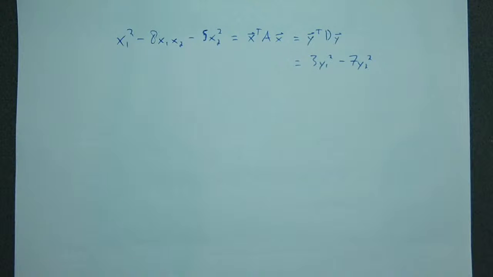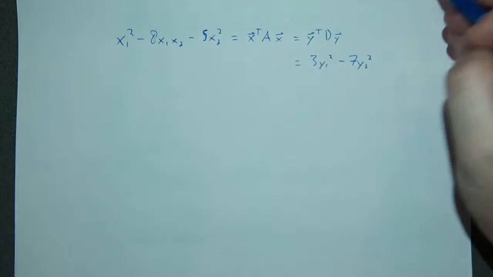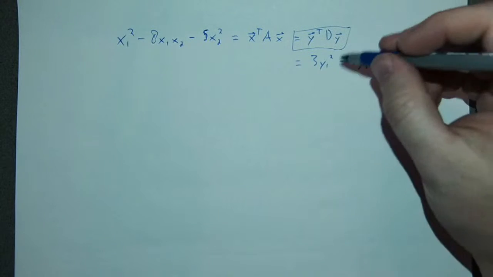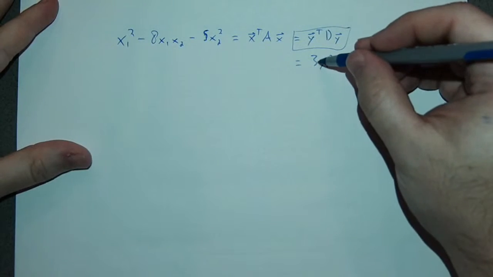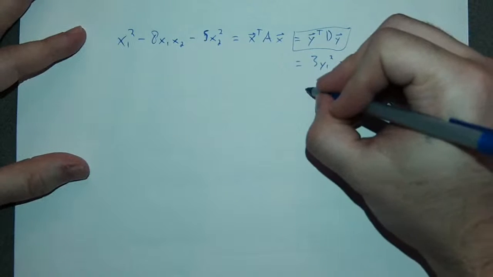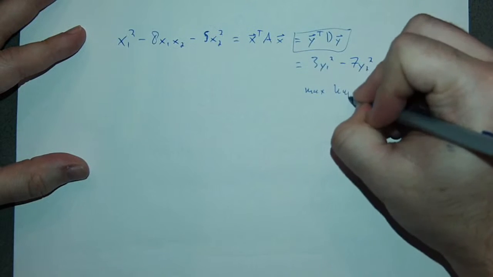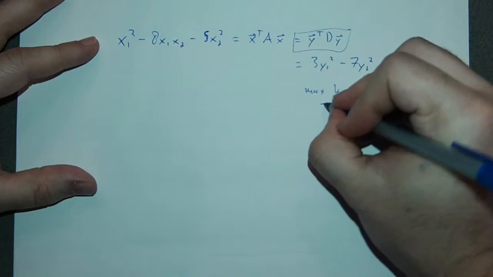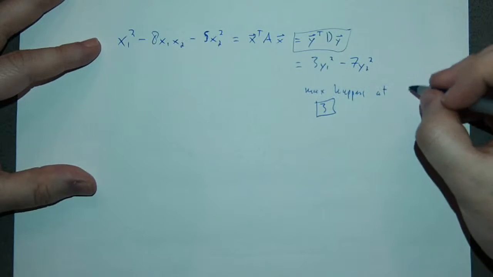And this thing is easy to figure out the max and min for. If you have a quadratic form associated to this, forget that it came from something else, the eigenvalues and eigenvectors are actually easy. It's 3 and minus 7 here, and so the max happens at, and what is the max? The max is 3.